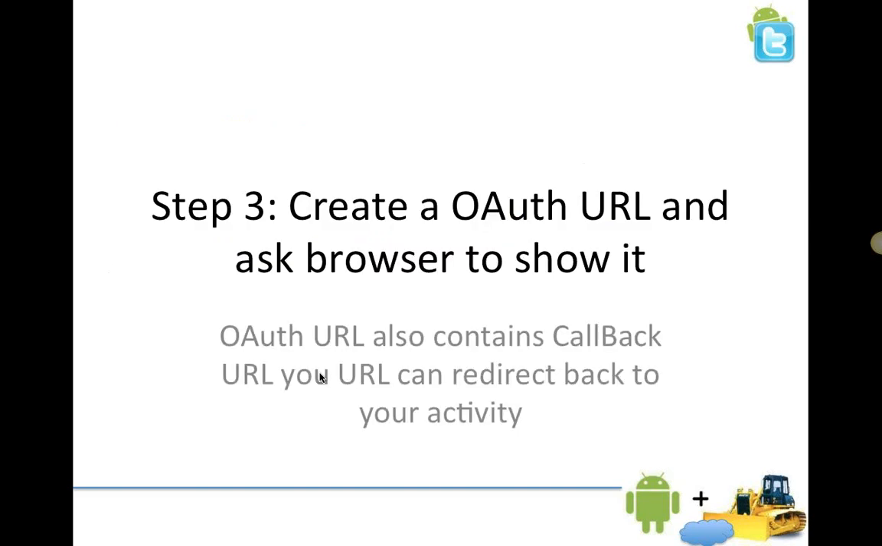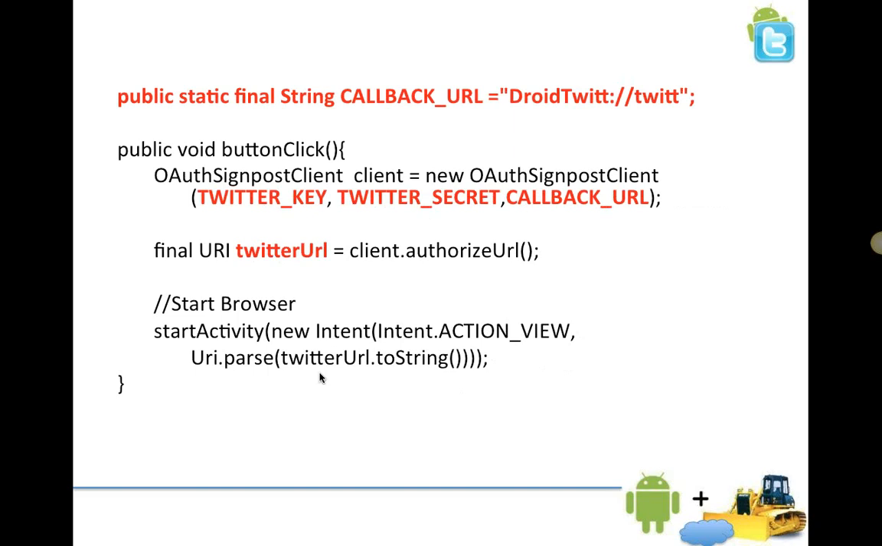So the next step is to actually create the URL which I was talking about. You can see in red that my callback URL is droidtweet://tweet. When I click on the login button, I'm creating this OAuth signpost client. Here I'm using the OAuth library. I won't go deep into that because there's a lot of documentation for it, but I'll talk more about the concept of how we do this. So ultimately, I get a URL and my browser gets launched.